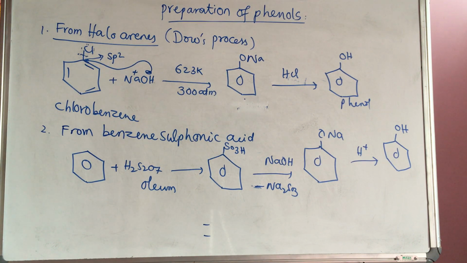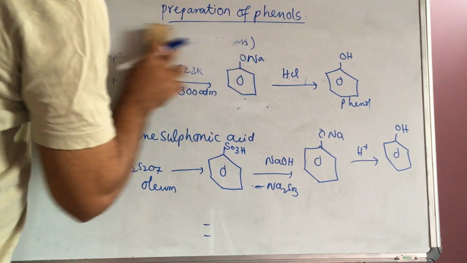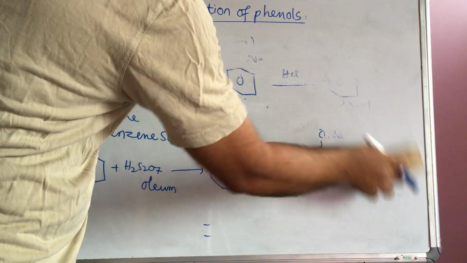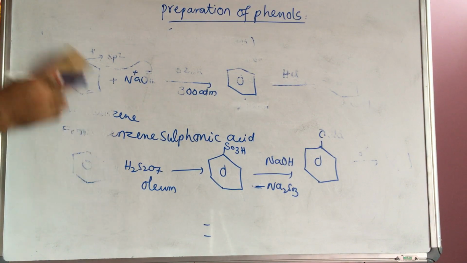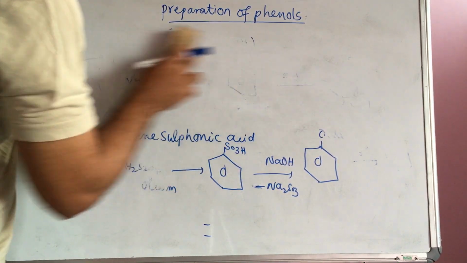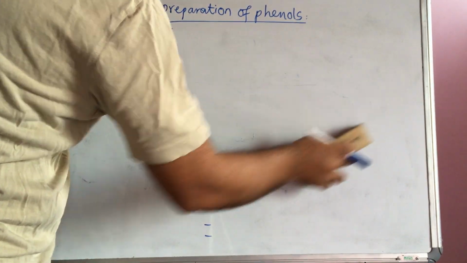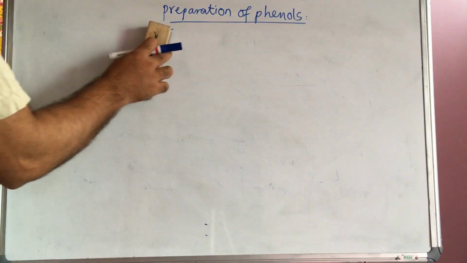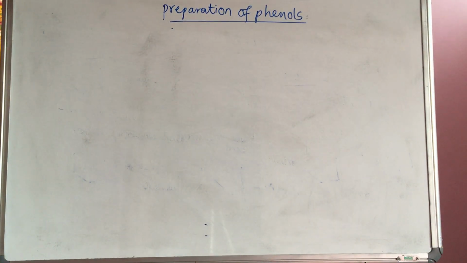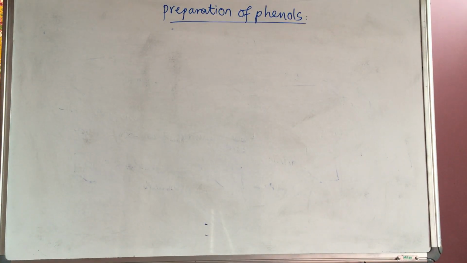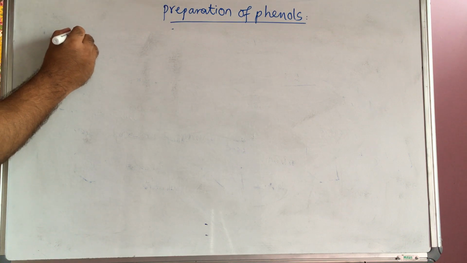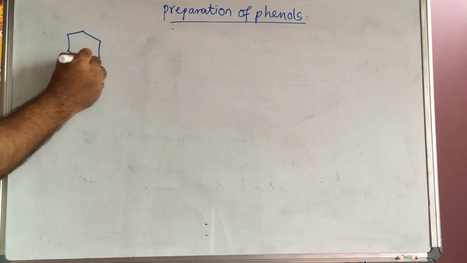Next, the third method is from diazonium salts. From diazonium salt, this is very important. This comes in almost all chapters, in haloalkanes, in alcohol and phenol, and in the amine chapter also, because diazonium salts are useful in the preparation of many other compounds, since the N2 group is an easily leaving group.